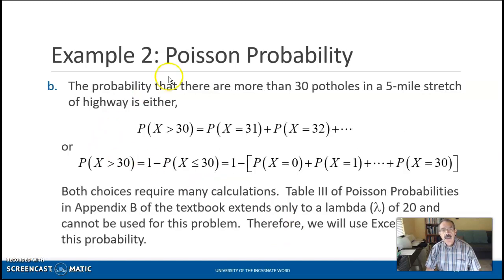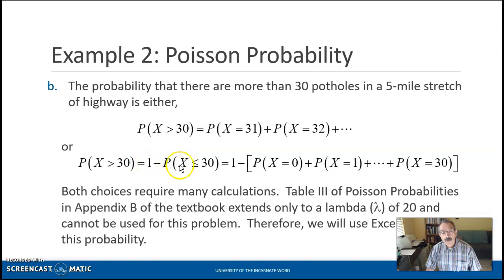In part B, they're asking us to find the probability that there are more than 30 potholes in a 5-mile stretch of highway. So this is to calculate the probability that the random variable takes on values larger than 30. That will be x equal to 31, x equal to 32, and so on until infinity. Or we can use the complement of this event. The complement of the event that the random variable is more than 30 is that the random variable is less than or equal to 30.